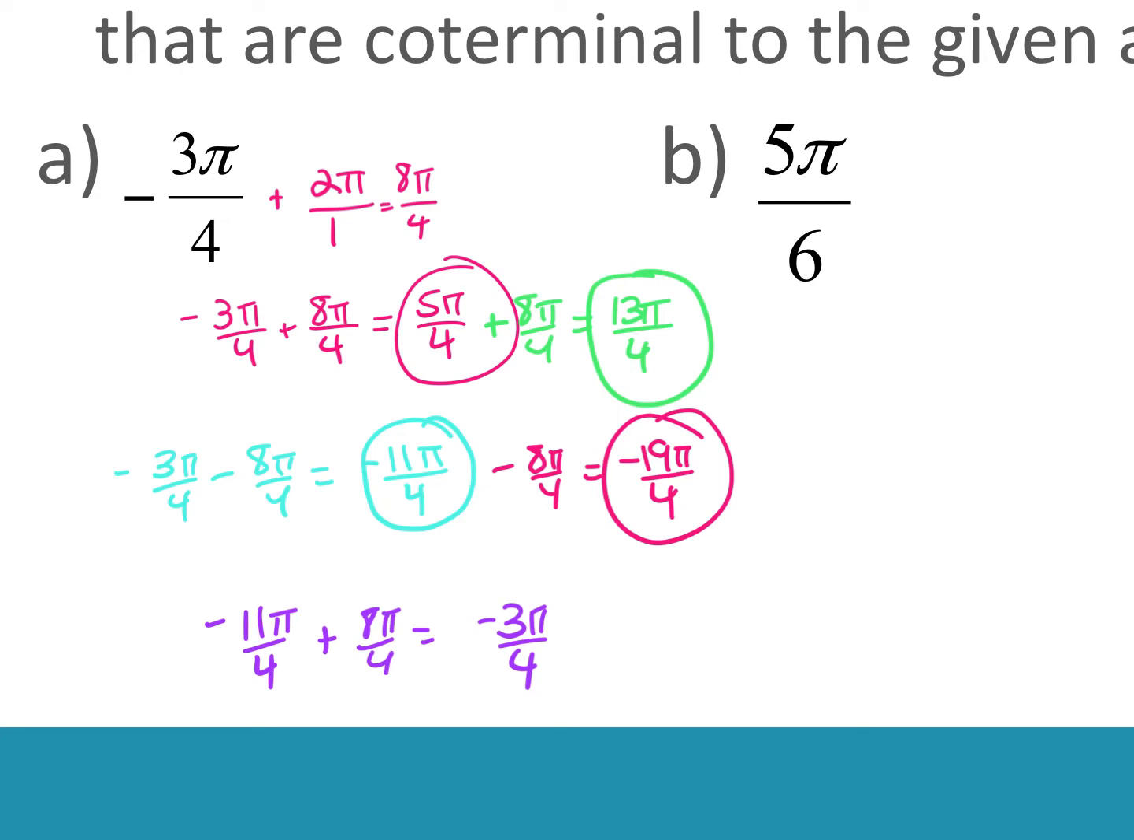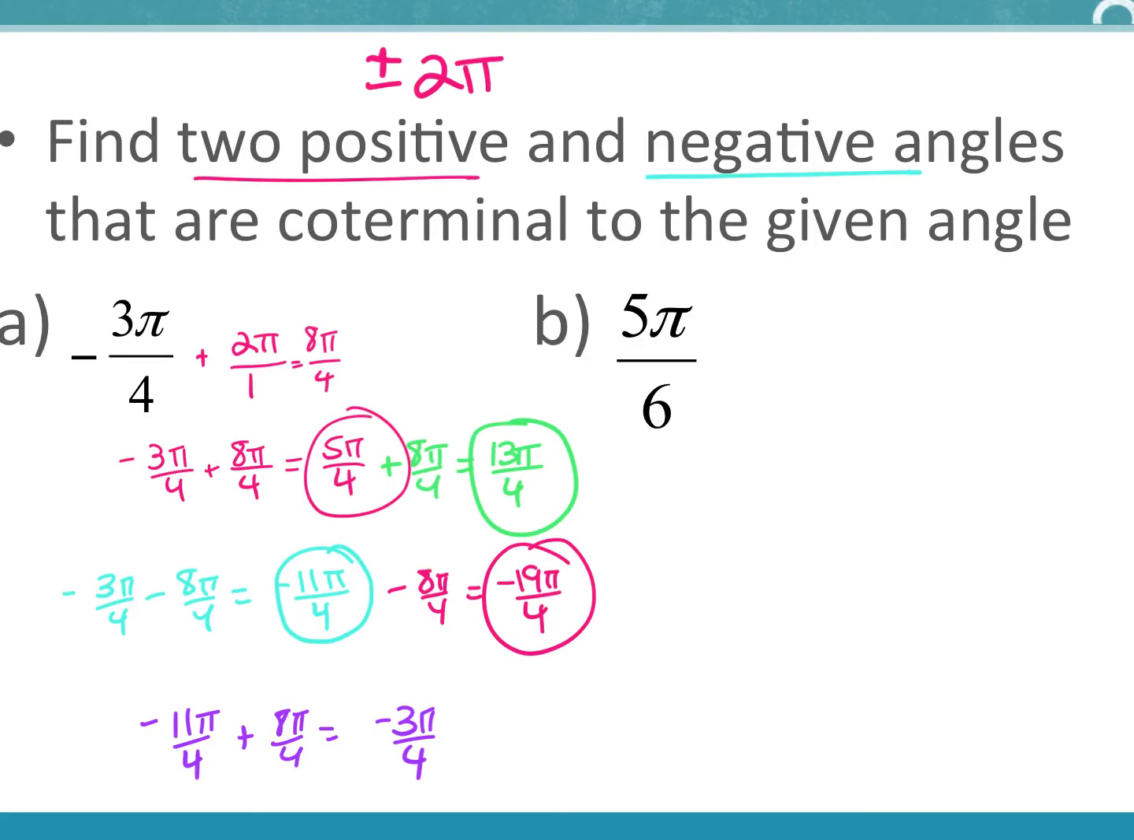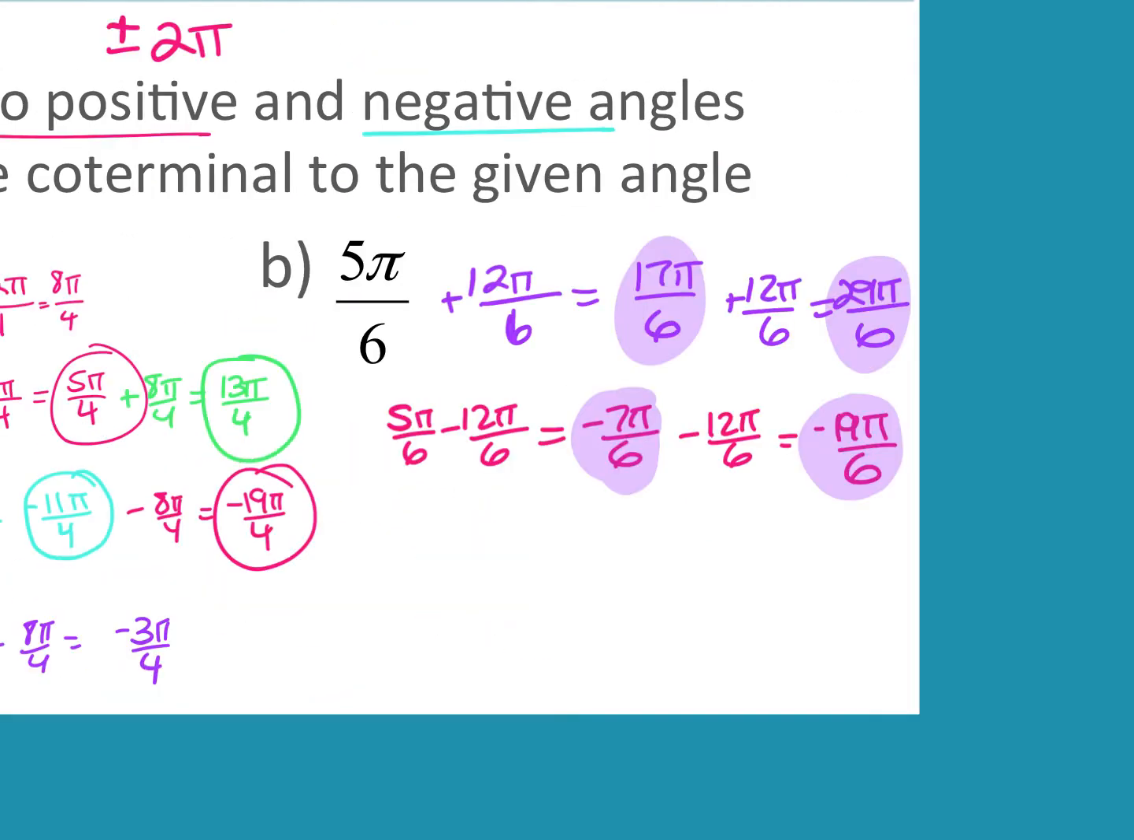Usually if it wants a fixed one, it will give it to you on an interval. It'll say between negative 2 pi and positive 2 pi, give me 2 of each, and then it has to fall in that range. All right, so the positive ones, we want to add 2 pi.